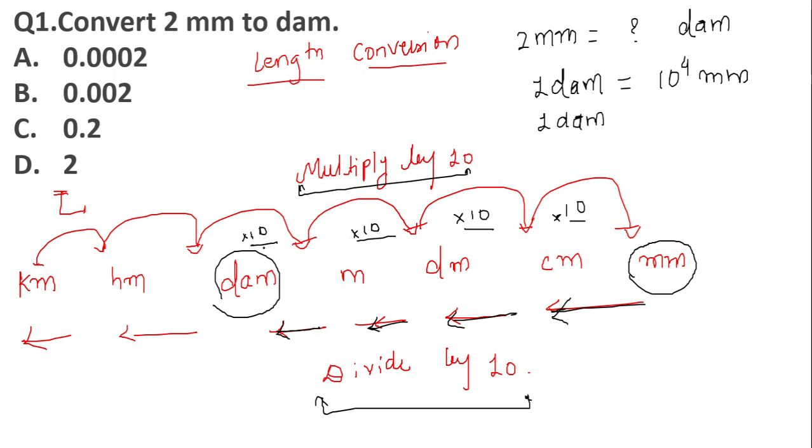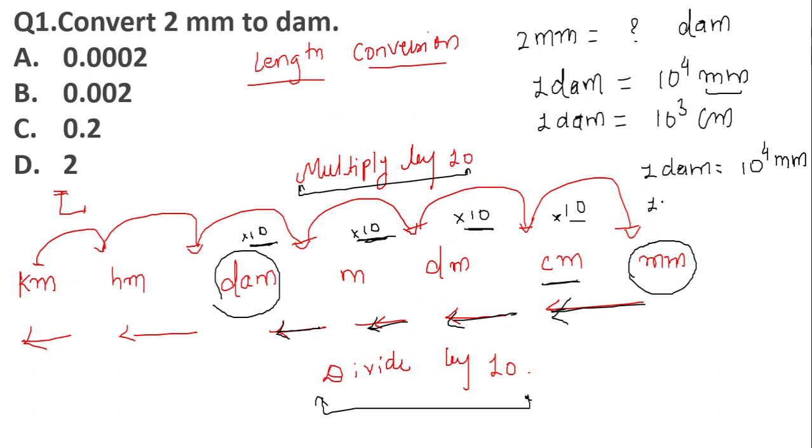That we are going to take how many steps, ma'am? 1, 2, and 3 steps. So this will be 10 raised to 3 centimeter. But the question that they have asked us is for the millimeter. Okay, so if one dam is equal to 10 raised to 4 millimeter, we have to convert 2 millimeter into dam.